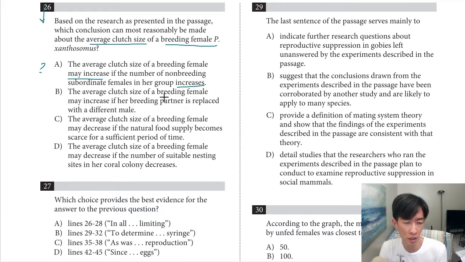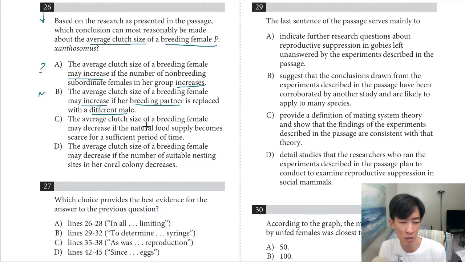B, the average clutch size of a breeding female may increase if her breeding partner is replaced with a different male. I feel like that might be true, because remember one of the conclusions was that the males were limited in the amount of, I guess, eggs that they could watch. So presumably if you replace one male with another who had a better ability to do that, maybe.